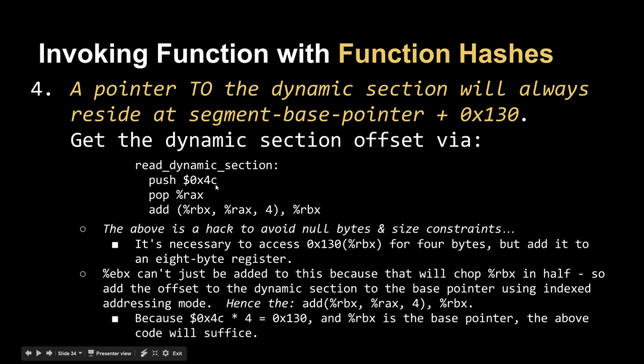So pushing a 1 byte value and then multiplying it by 4 with the x86 add functionality, we can arrive at this value. You can verify that the hex value 4C multiplied by 4 will equal 130. Here we're simply pushing this onto the stack and then popping it into RAX and then using add RBX to RAX times 4 and then storing that value in RBX.